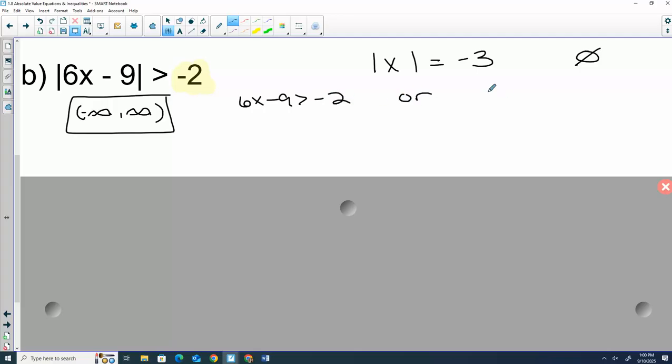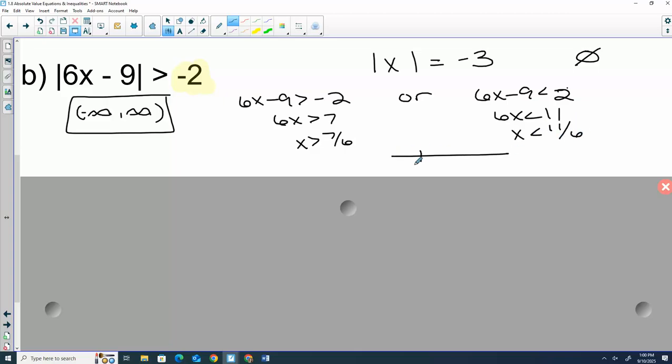So you solve it as an or. The difference is when you get to the end, these are going to overlap. So if I think about a number line, greater than 7/6 would look like this, less than 11/6 would look like that. What got shaded? My whole number line. So that's why it's negative infinity, positive infinity.